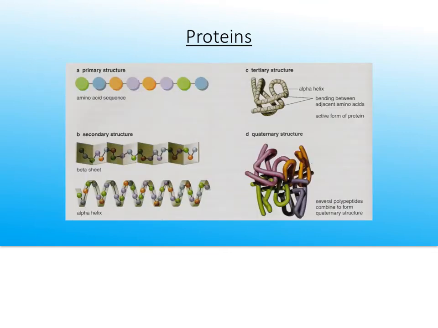Now here are some pictures of this. Again, primary structure is just your sequence of amino acids. Secondary structure, here's an example of a beta sheet and an alpha helix. We twist these all together to form a specific tertiary structure, and then notice the 4 different colors here. If the protein or several polypeptides have to come together, then we would call that quaternary structure.